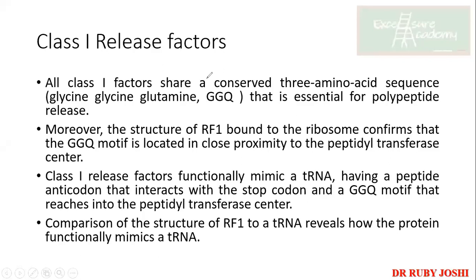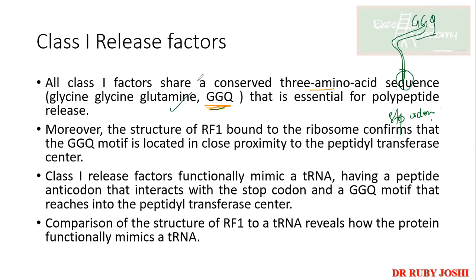If you remember, class 1 release factors can identify a few codons and then stop the translation, right? So how is it happening? Because these class 1 factors share a 3 amino acid sequence, that is GGQ. In the previous lecture we discussed the tRNA and these release factors, and at the bottom we had the peptide anticodon, which can recognize the stop codons, right? And on the top, we had this GGQ motif, that is glycine glycine glutamine.